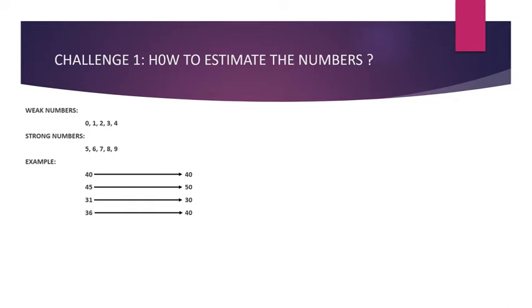Now the other example is 36. Look, at the end of the 36 here is 6. And from the strong numbers you can see 6 is a strong number. So it will push 3 and 3 will be changed into 4. And at the end you will put 0. It means that 36 after estimation will be changed into 40.